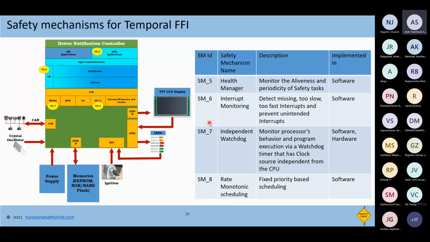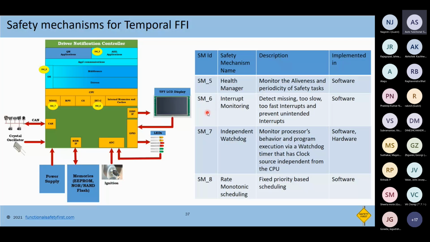Then we also have an interrupt monitoring, because the system has a lot of peripherals like, let's say, CAN and ADC and GPIO, which would need interrupts. And if we have interrupts that are missing or not coming in the expected frequency, in case they are periodic interrupts, then this can lead to a violation of a safety goal. So we have considered that the system has an interrupt monitoring in place, and thereby the safety functionality is not affected because of interrupts being missed or being incorrect.